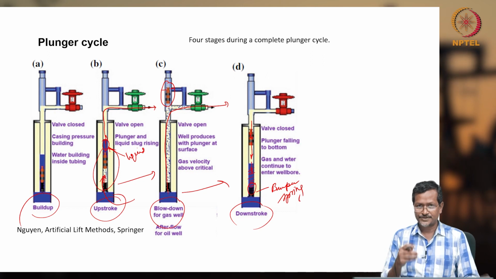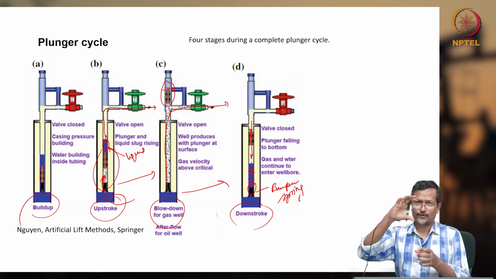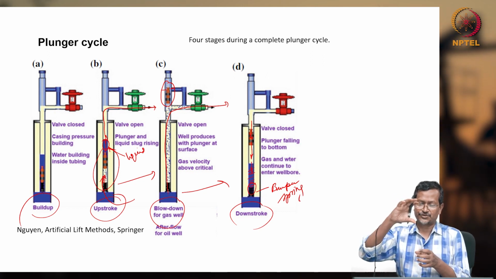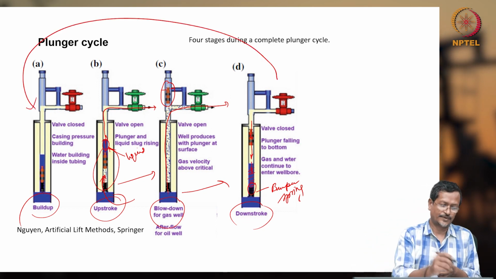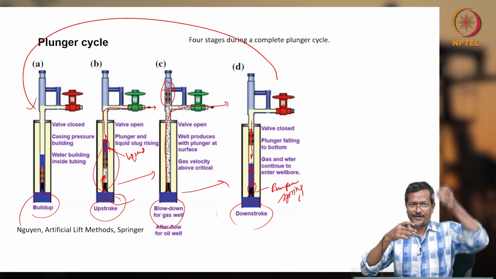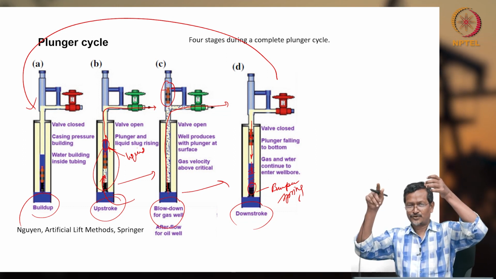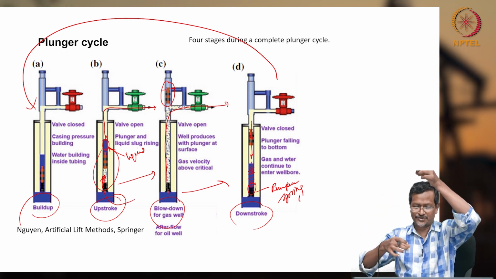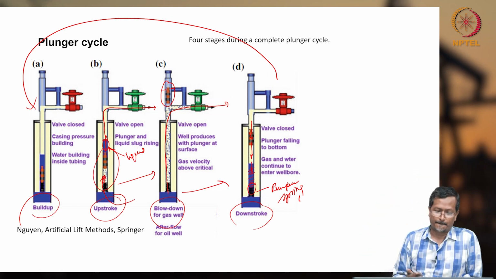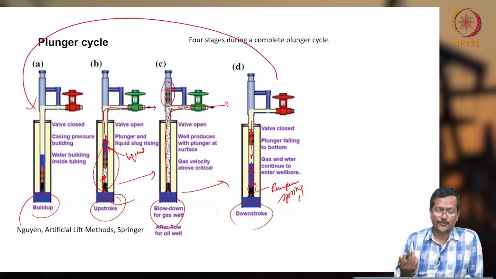It will be sitting on the bumper spring, again allowing the liquid column to build up, the first phase. Again it will go up, you leave it, fluid production will be there, hold it for a certain time, again leave your plunger. So, this cycle will go on. In this way you are getting production.